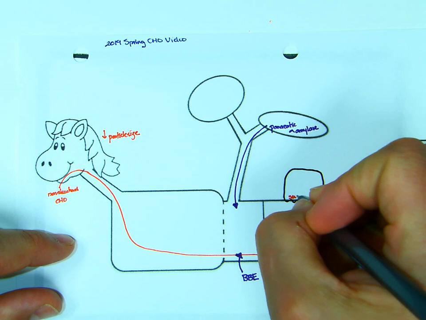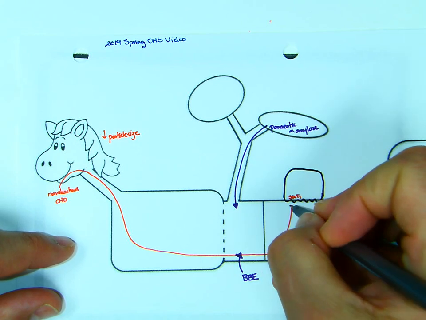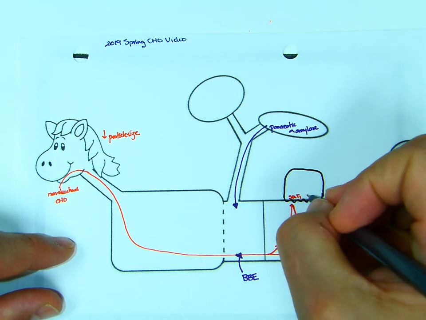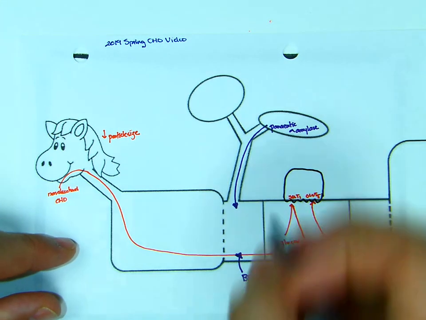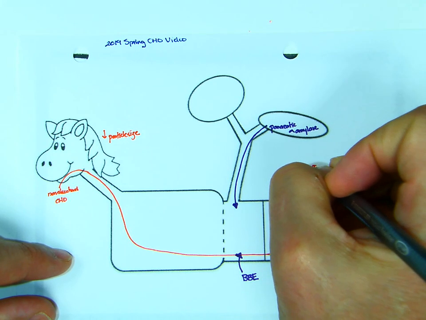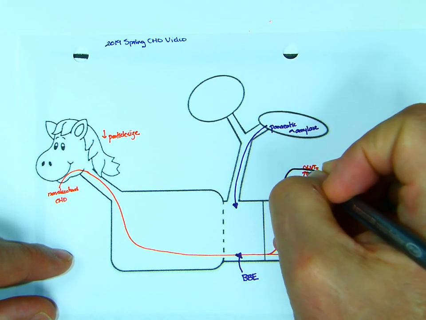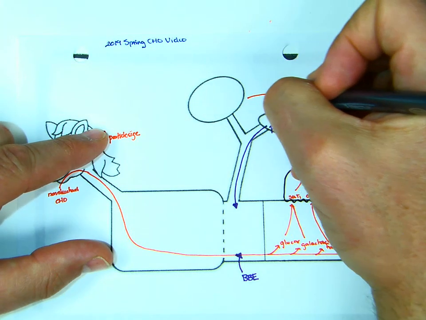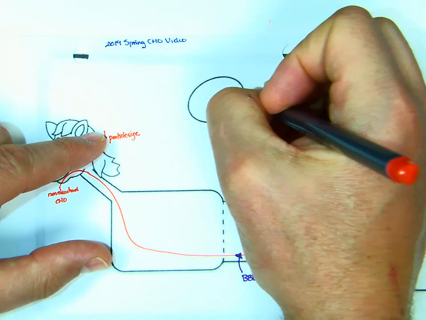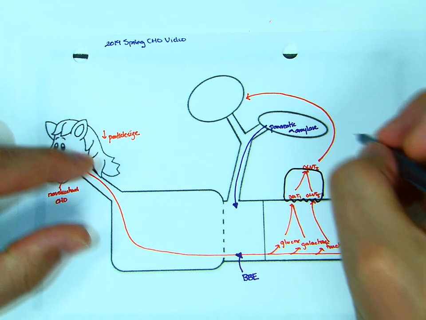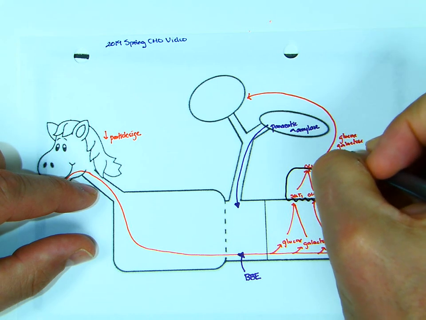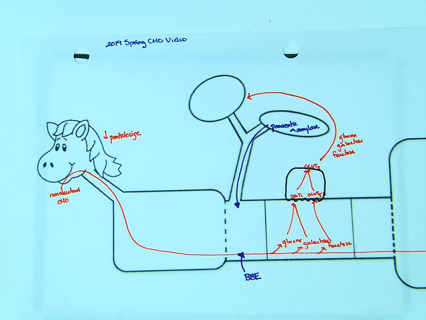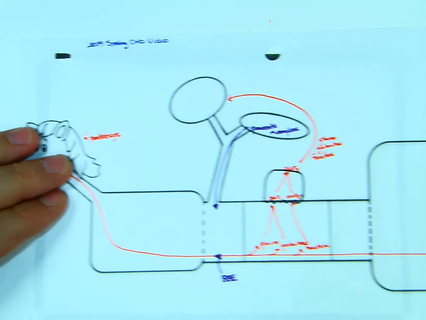We'll use SGLT1 to absorb glucose and galactose, and we'll use GLUT5 to absorb fructose. On the basolateral membrane, we'll have GLUT2, which will facilitate the transport of all three to the liver.